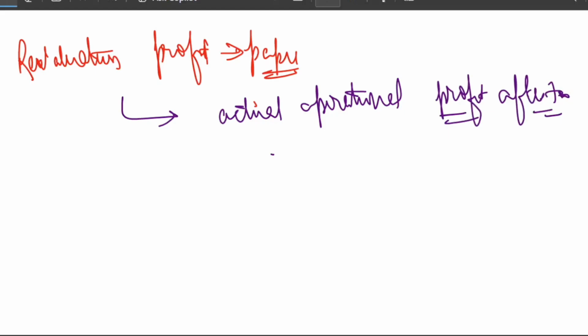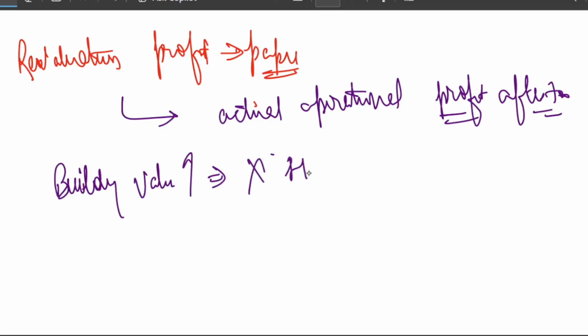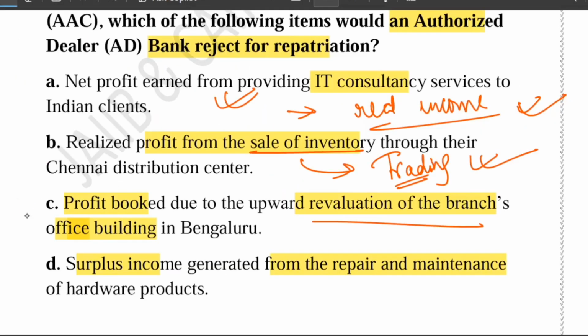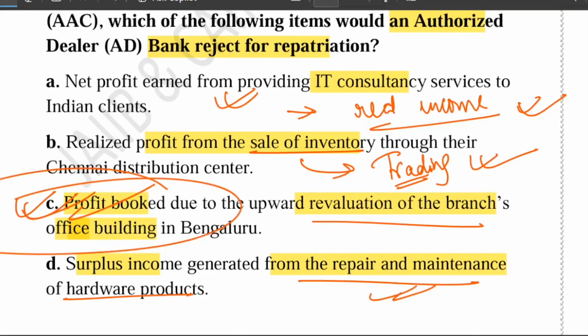Suppose your building value goes up. That's great for your balance sheet, but you can't send that to your head office. You cannot send that to your HO, right? That's the point. So yes, option C is the correct answer here. The AD will reject that. What about option D? Surplus income generated from the repair and maintenance of the hardware project. This is a listed permitted activity, repair and maintenance, so this is allowed. The correct answer is option C, which is not allowed.